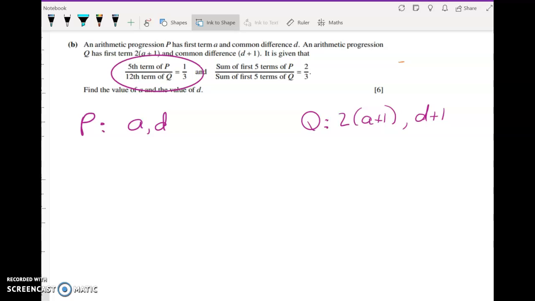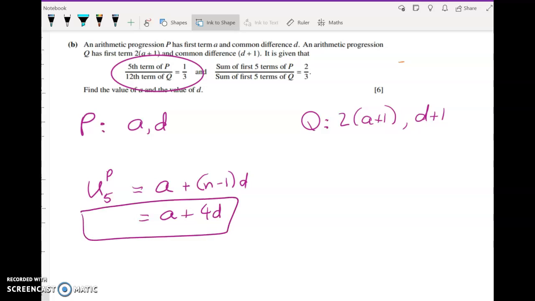So let's play with this one first. The fifth term of P, I'm going to write as U5 with a little p. And that's equal to, the formula is A plus n minus 1 times D. So that gives me A plus 4D. That's that one.